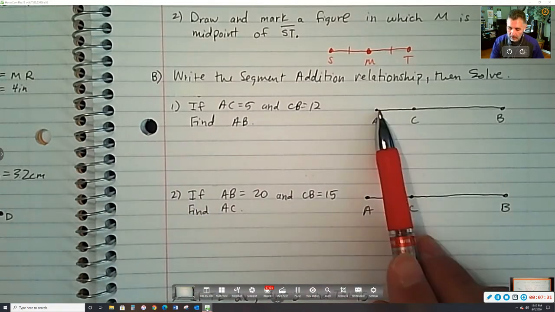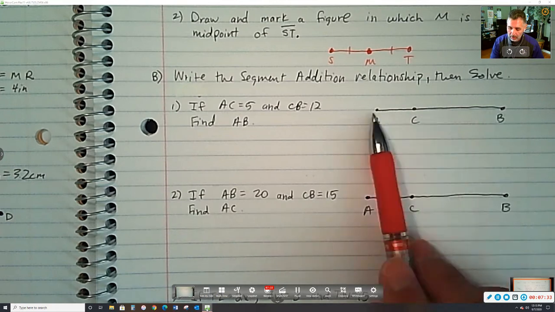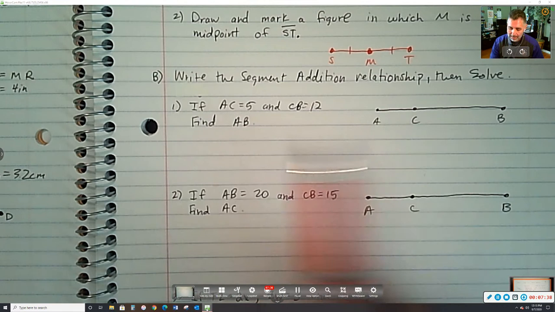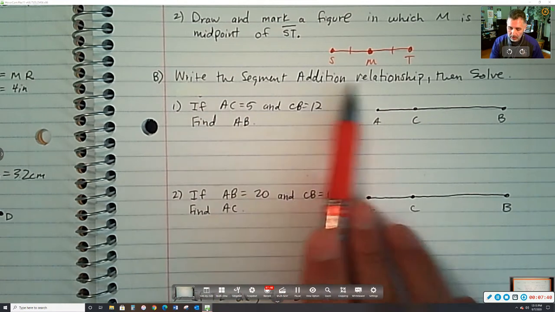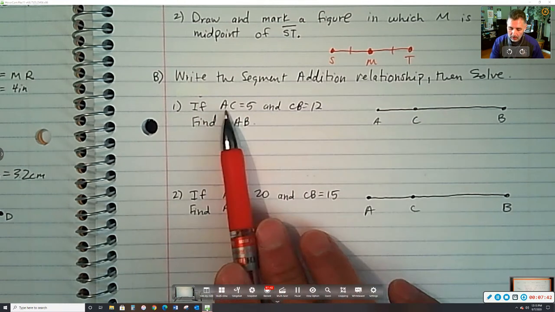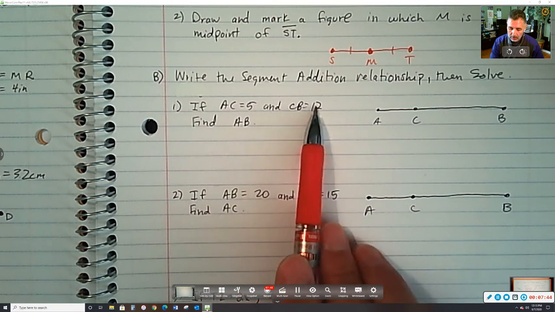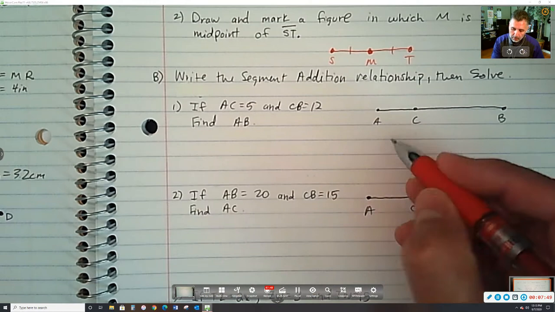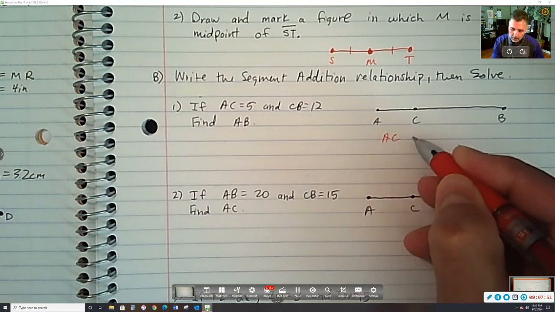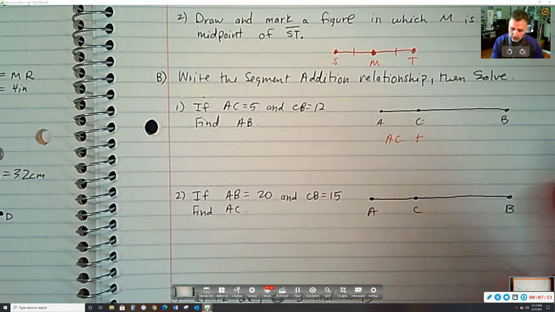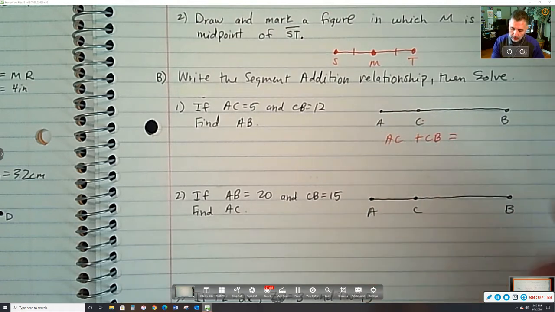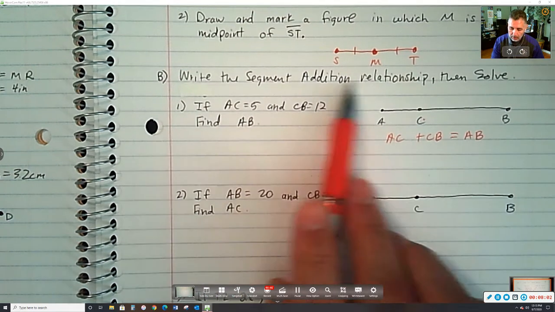Okay, so here we have a segment, AB. It's broken up into two segments. Okay, so it says write the segment addition relationship, then solve. AC is equal to 5, CB is equal to 12. Find AB. I know this piece plus this other piece equals the entire length from A to B. That's the first part. Write the segment addition relationship.